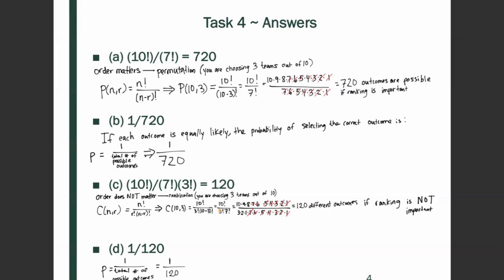And so we would have 3 factorial times 10 minus 3 factorial in the denominator. So if you were to write out your work, you could simplify it to 10 times 9 times 8 divided by 3 times 2 times 1, and that will equal 120 different outcomes if ranking is not important.